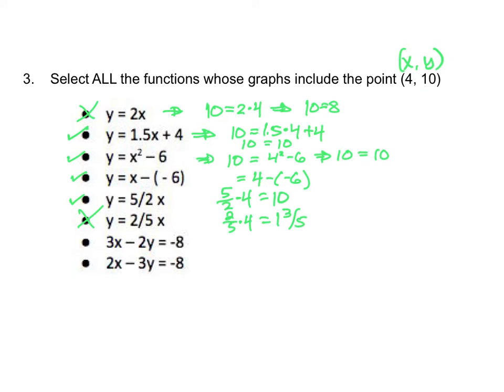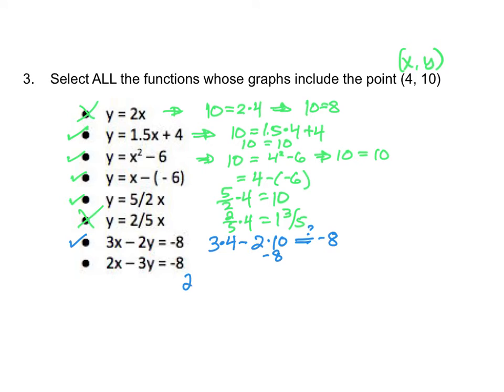Now this one's a little bit different, but we're still going to put our numbers in. So we're going to, and I'm going to change my color. So we're going to have 3 times x, x is 4, minus 2 times y, y is 10, and we want it to equal negative 8. Let's do 3 times 4 minus 2 times 10. What does that equal? It does equal negative 8. So yes, this is an answer. Let's try the last one.